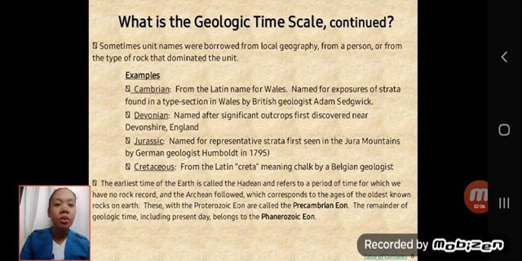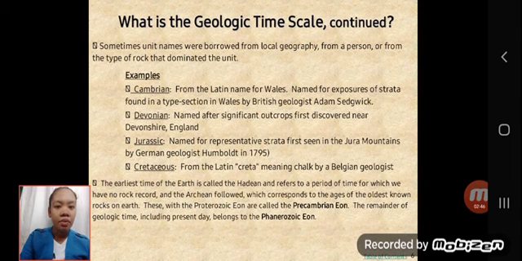So examples are the Cambrian, from the Latin name for Wales, named for exposures of strata found in a type section in Wales by British geologist Adam Sedgwick. Next is the Devonian, named after significant outcrops first discovered near Devonshire, England. The Jurassic, named for representative strata first seen in the Jura Mountains by German geologist Humboldt in 1795. And last is the Cretaceous, from the Latin creta, meaning chalk, named by a Belgian geologist.